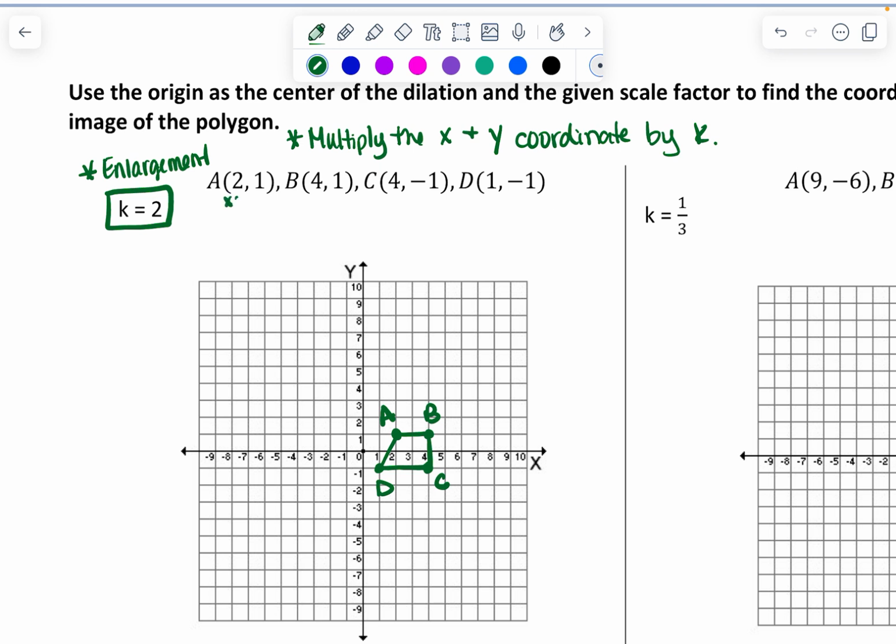So you're going to multiply each of those numbers by that scale factor. So for A, I'm going to multiply the x value and the y value by 2. So A prime is going to be at 2 times 2 is 4. 1 times 2 is 2. And so you can see I'm basically doubling each of the x and the y value.